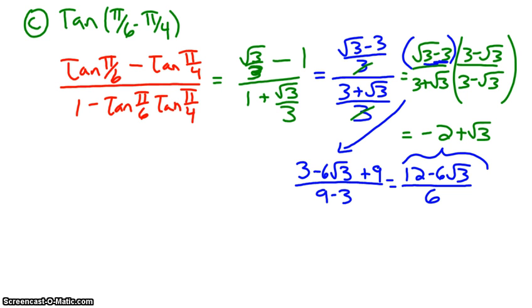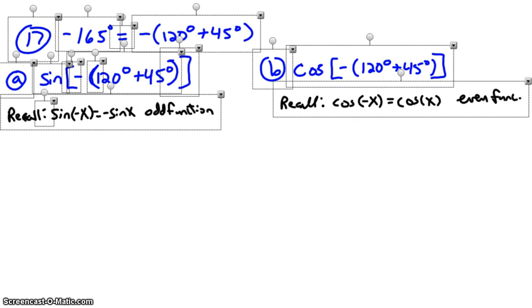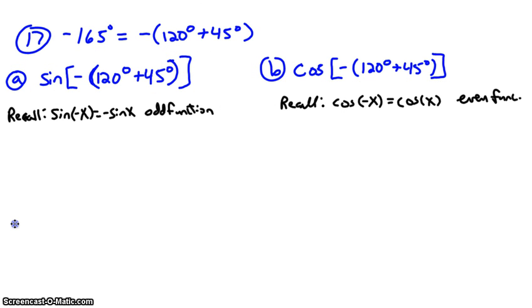Then obviously we'll reduce that by 6 on each top and bottom. For number 17, we'll need to look at this negative 165 degrees, which is rewritten as follows. Take a negative out and look at the 165 degrees as 120 degrees plus 45 degrees.